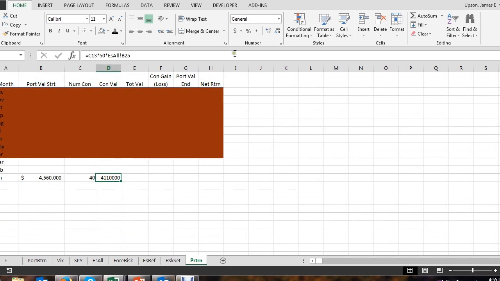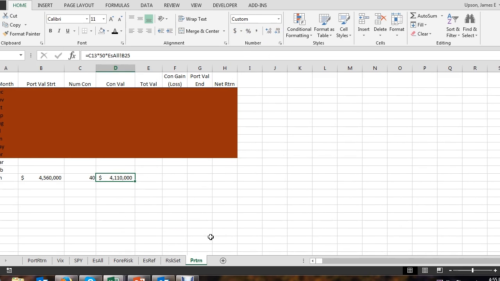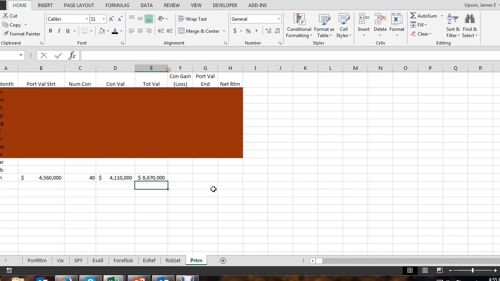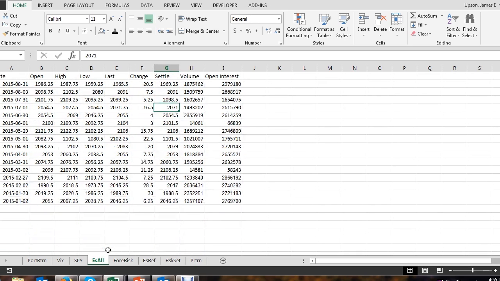The contract value then is going to be equal to my 40. I multiply by my multiplier, which is 50, and I multiply that by my opening value. So that's, again, at the open. And let's put that into dollar format and get rid of the zeros as well. Total value of the portfolio, again, is just going to be equal to the sum of these two guys.